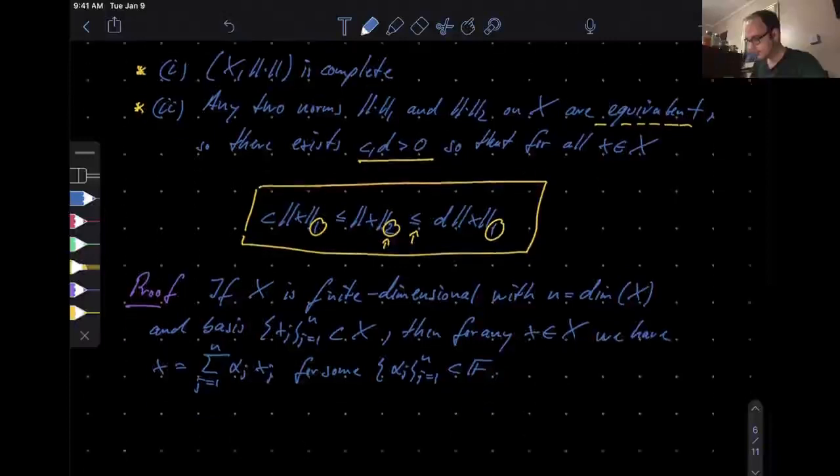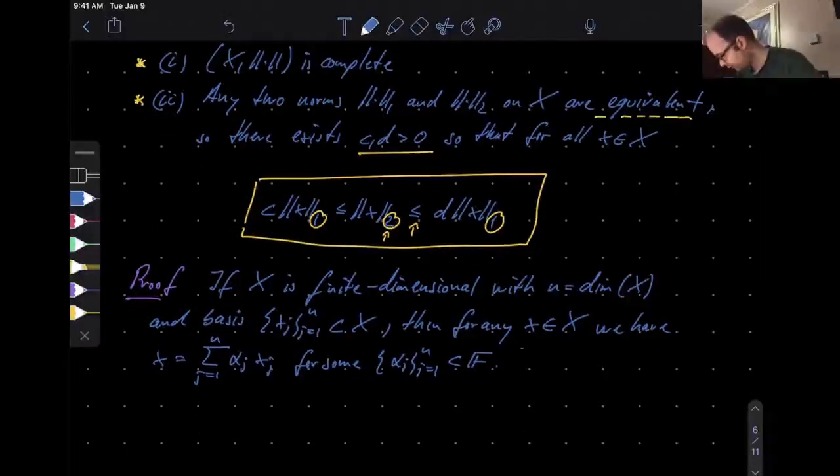Now let's assemble some general facts here. In turn, we have the triangle inequality in X, because X is a normed linear space, right?